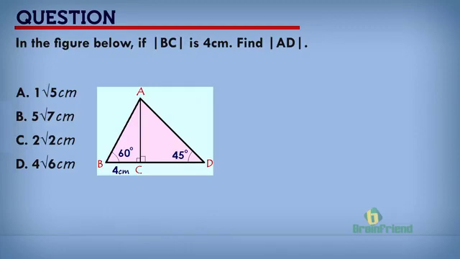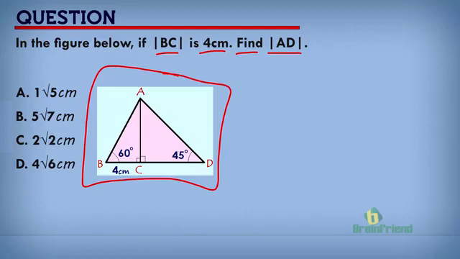Let's take our second question. In the figure below, if line BC is 4 centimeters, find line AD. All right, so we have our figure. Line BC is 4 cm. All right, find line AD. Here's our unknown. All right, so to solve this, we'll say in triangle ABC, remember there are 2 triangles within our image, so we need to work with both of them.